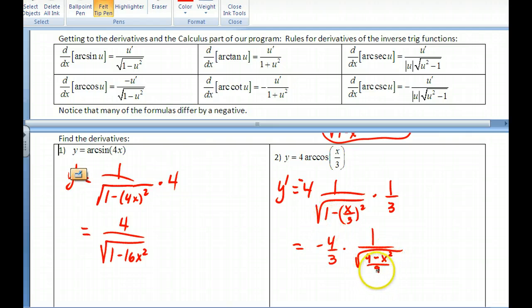And when I do this, if you notice, this square root encompasses this 9 here. What's the square root of 9? Well, it's the 3. If I block out this top part, this 3 is in the numerator of the denominator. So this 3 and this 9 will cancel. Square root of 9 is 3. So I'm left with negative 4 over the square root of 9 minus x squared.